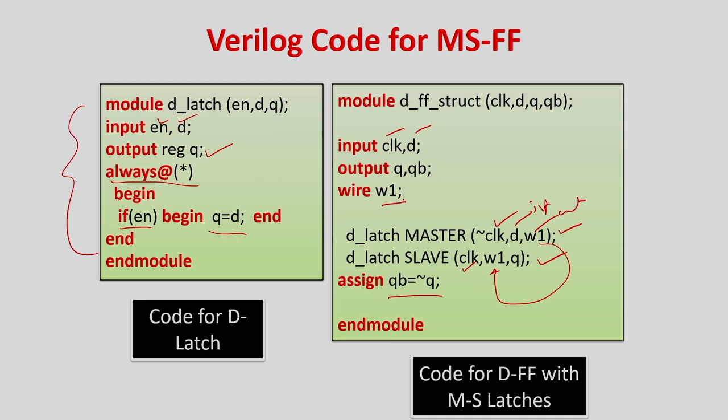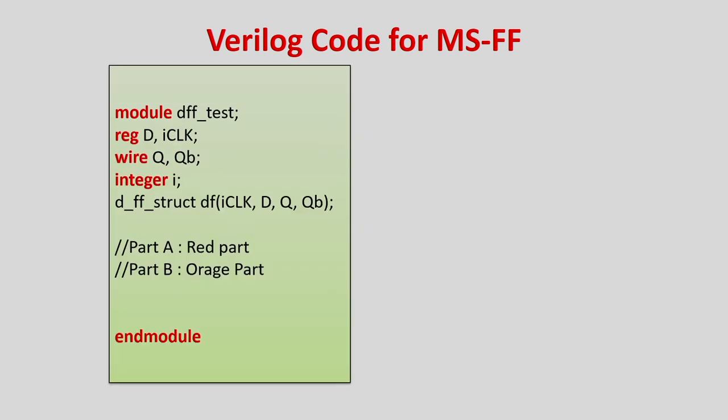We are declaring in this case clock, D, Q, Q bar, and there is a wire W1. This is the source code, the Verilog code for a D flip flop with two master-slave latches, and this is the Verilog code for the driver program. The driver program is the test bench program.